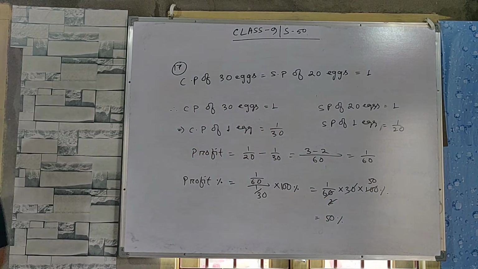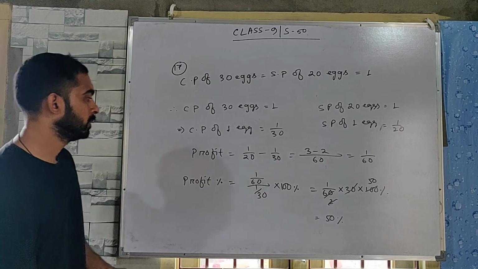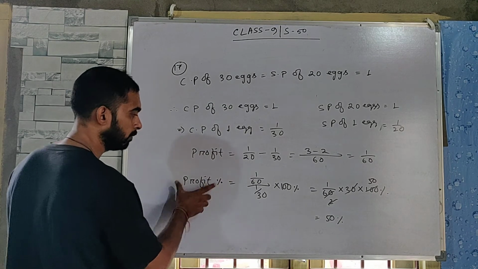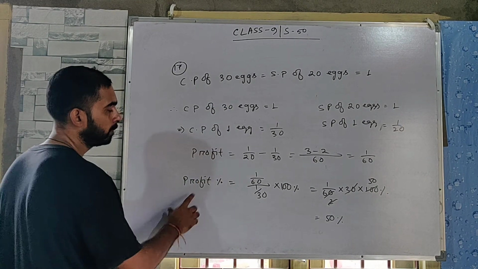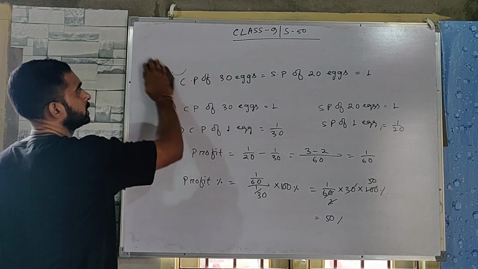Got it? So in this way we have to find the profit percentage. First of all, find the CP and SP. Then find the profit. Then find the profit percentage. The profit percentage formula: profit divided by CP into 100%. It doesn't matter profit or loss. If loss percentage, loss by CP. Profit percentage, profit by CP. Then multiply by 100%.